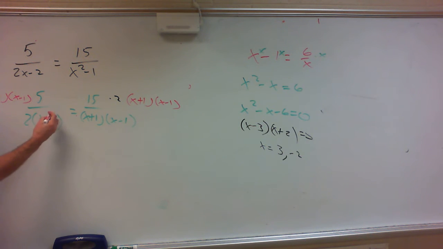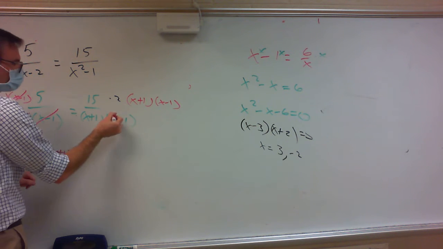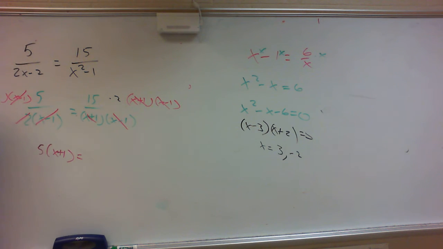And now, let's see, this cancels this, and this cancels this. And so I'm left with 5 times x plus 1. And let's see, this cancels this cancels this. I'm left with 30. And that equation's pretty easy to solve, isn't it? You could distribute the 5 and solve, but I'm going to divide both sides by 5, so that gives me x plus 1 is equal to 6. And so I end up with x is equal to 5.